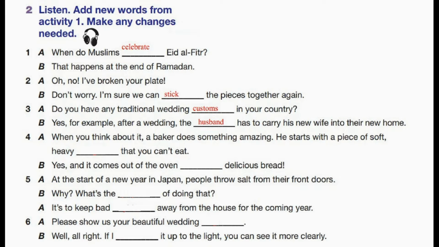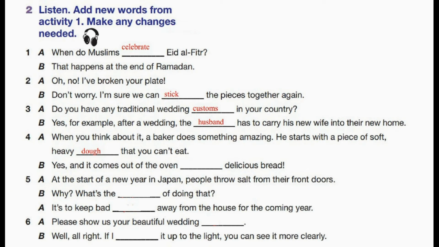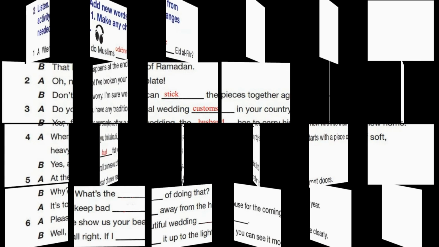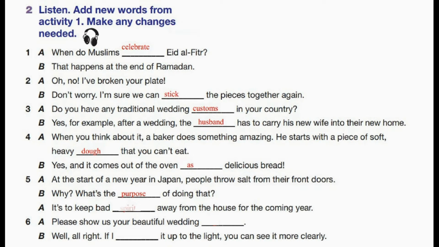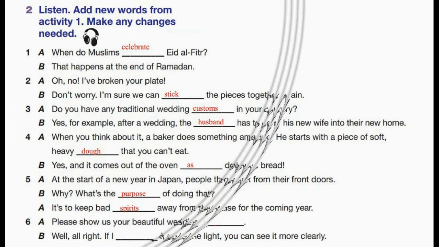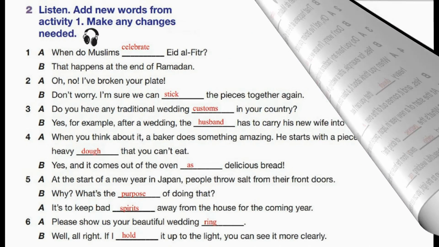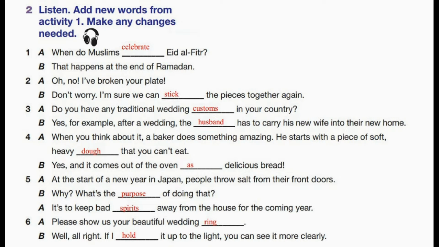4. When you think about it, a baker does something amazing. He starts with a piece of soft, heavy dough that you can't eat. Yes, and it comes out of the oven as delicious bread. 5. At the start of a new year in Japan, people throw salt from their front doors. Why? What's the purpose of doing that? It's to keep bad spirits away from the house for the coming year. 6. Please show us your beautiful wedding ring. Well, all right. If I hold it up to the light, you can see it more clearly.